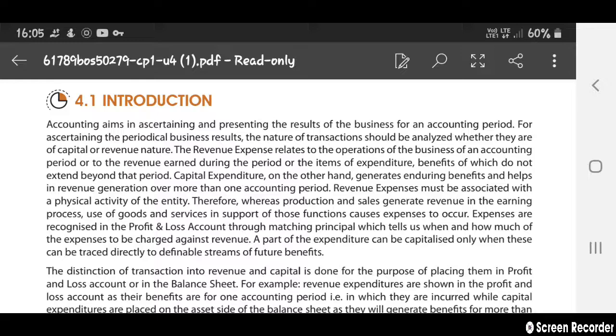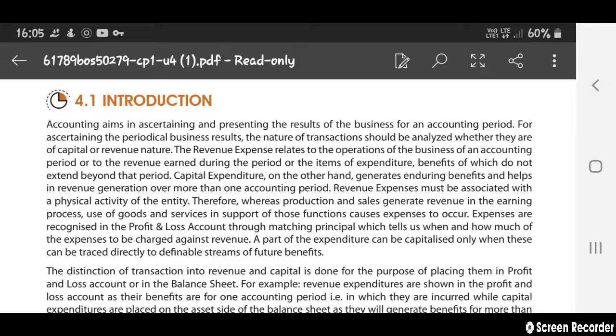Accounting aims at ascertaining and presenting the results of a business for an accounting period, which is one year. For ascertaining the periodic business result, the transactions should be analyzed. The accountant should analyze whether they are capital or revenue, whether it is paid by our owner or whether we got our revenue from the people.